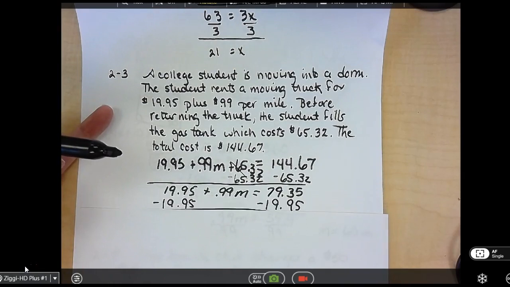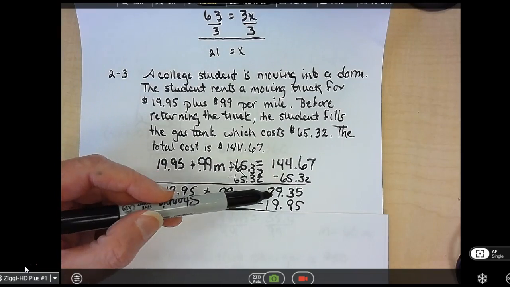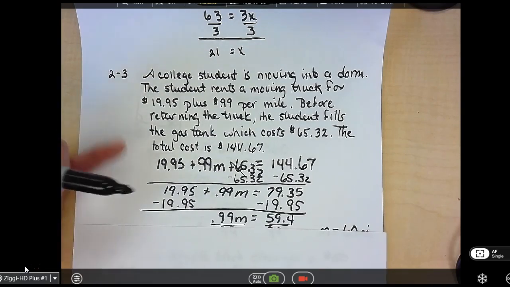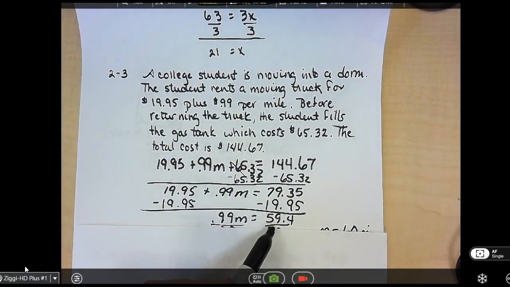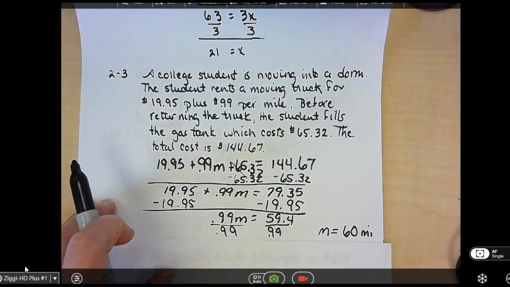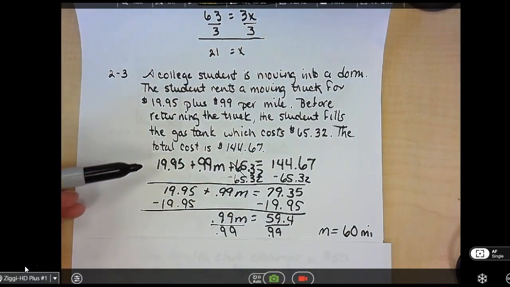It's up to you. So if you subtract off the $65.32, I'd be down to $79.35. Subtract off the $19.95, and I get 99 cents times m equals 59.4. Divide both sides by your 99 cents, and you get that you went 60 miles in your truck. So you go from your total cost to what the parts cost, and then you solve. So in 2-3 you have multi-step equations.